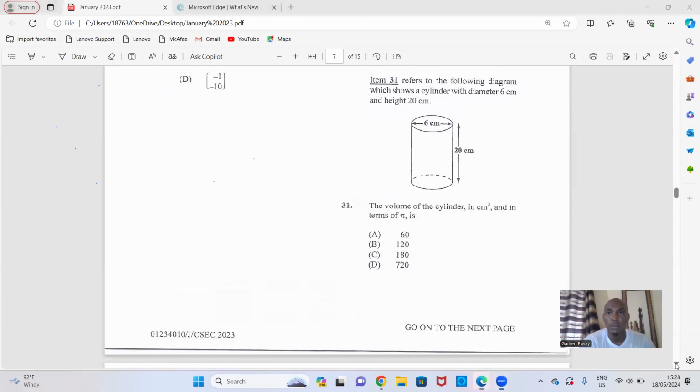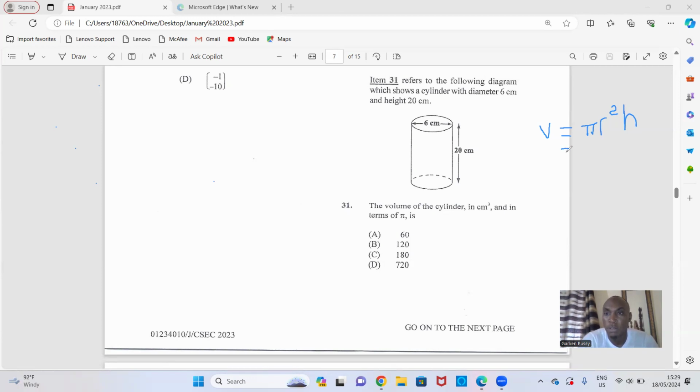Question 31. It says item 31 refers to the following diagram, which shows a cylinder with diameter 6 centimeters and height 20 centimeters. The volume of the cylinder in centimeter cube and in terms of pi is. Now, the first thing, how do you find the volume of a cylinder? The volume of a cylinder is pi r square. That's the area of the cross section, or the circle of the cylinder, multiplied by the height of the cylinder. So it's pi r square times h. All right, this is a very ugly h, but as long as you know it's an h.